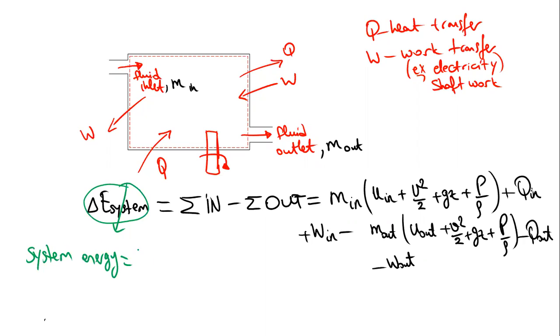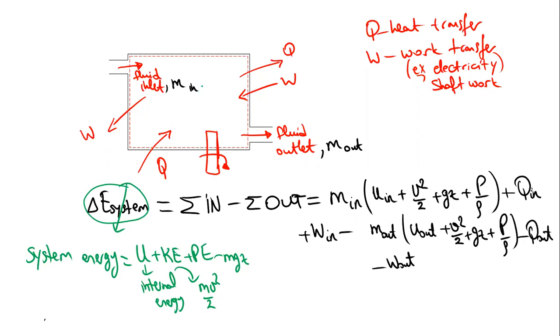System energy will be internal energy, which we show as U, and the kinetic energy and the potential energy. This one is the internal energy. I will talk about what internal energy is. And this one can be the kinetic energy, mv squared by 2, and the potential energy, mgz.